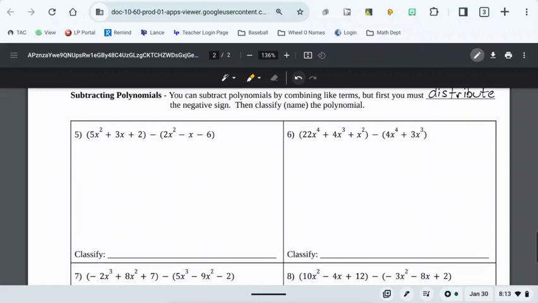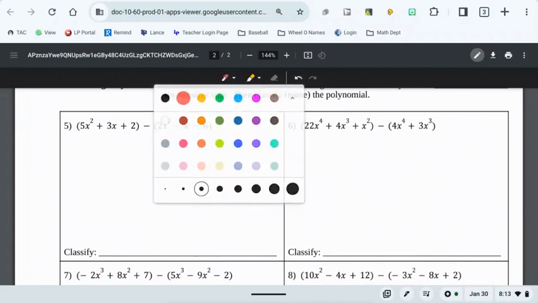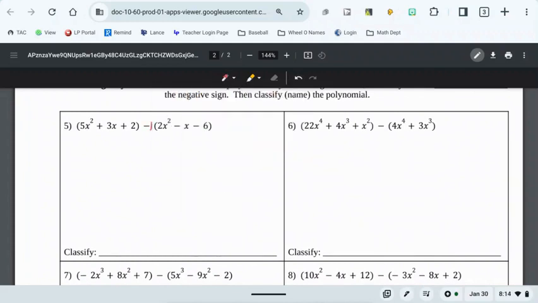So if we take a look at number 5, we have the first polynomial minus the second polynomial. When we are subtracting, remember, there is that invisible 1 there that we need to distribute to each term before we combine like terms. So unlike addition, we cannot just drop the parentheses and begin combining. We need to distribute first.